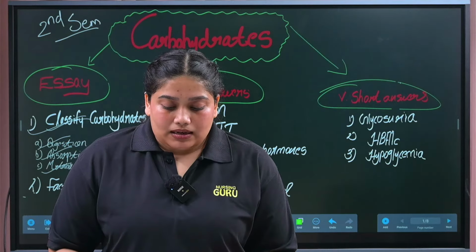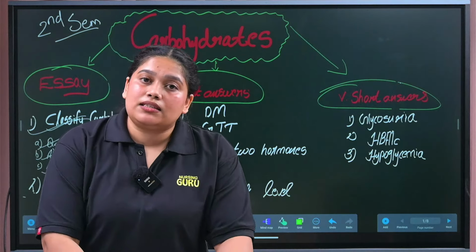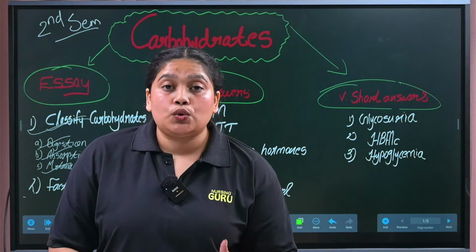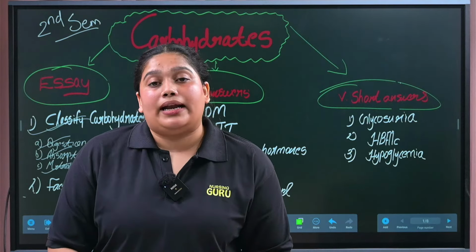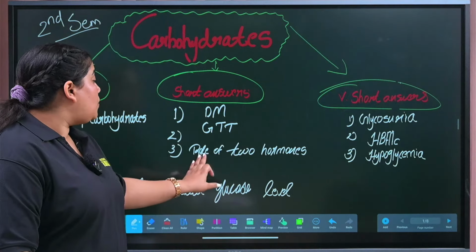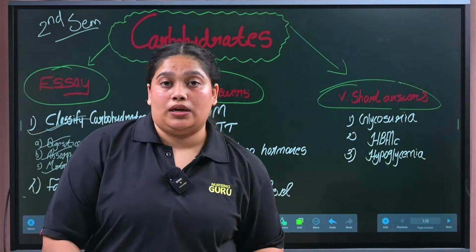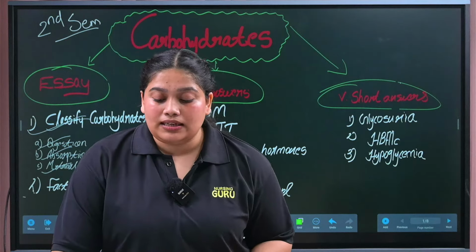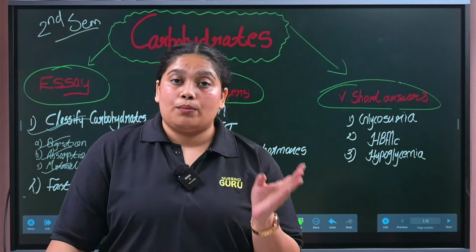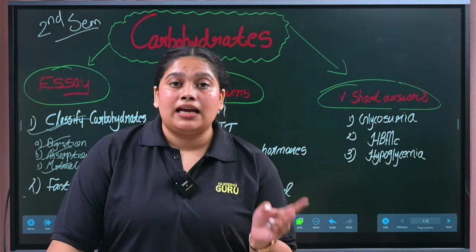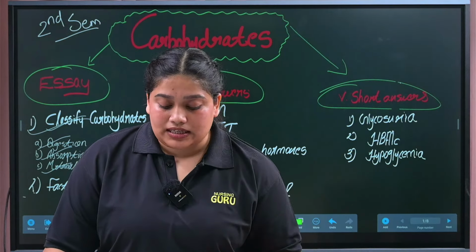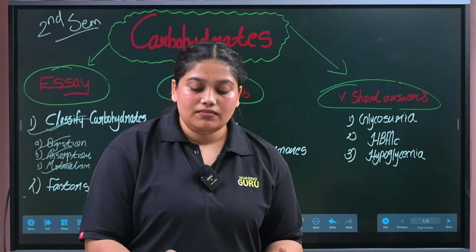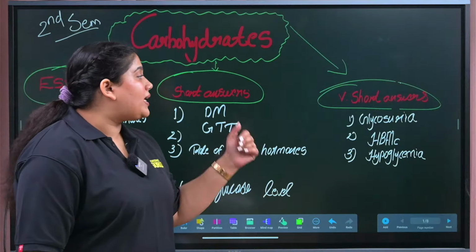Clear? Okay. Then move on to the third short answer question, that is: name and indicate the role of two hormones that regulate blood glucose level. We have to mention two hormones. What are the two hormones? I will give you. First one is insulin and second one is glucagon. Mention the names and elaborate how these two affect the blood glucose level regulation.